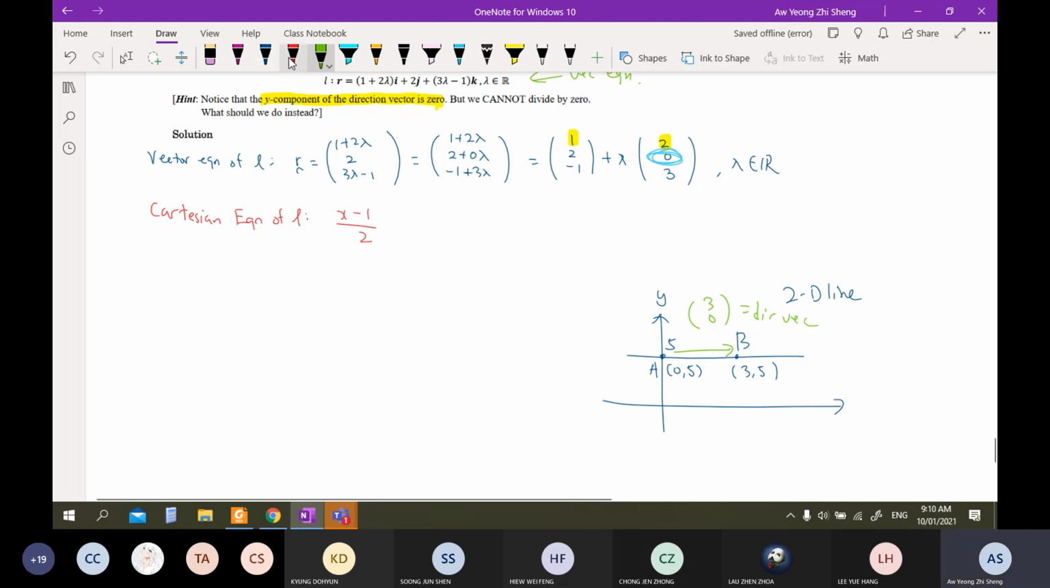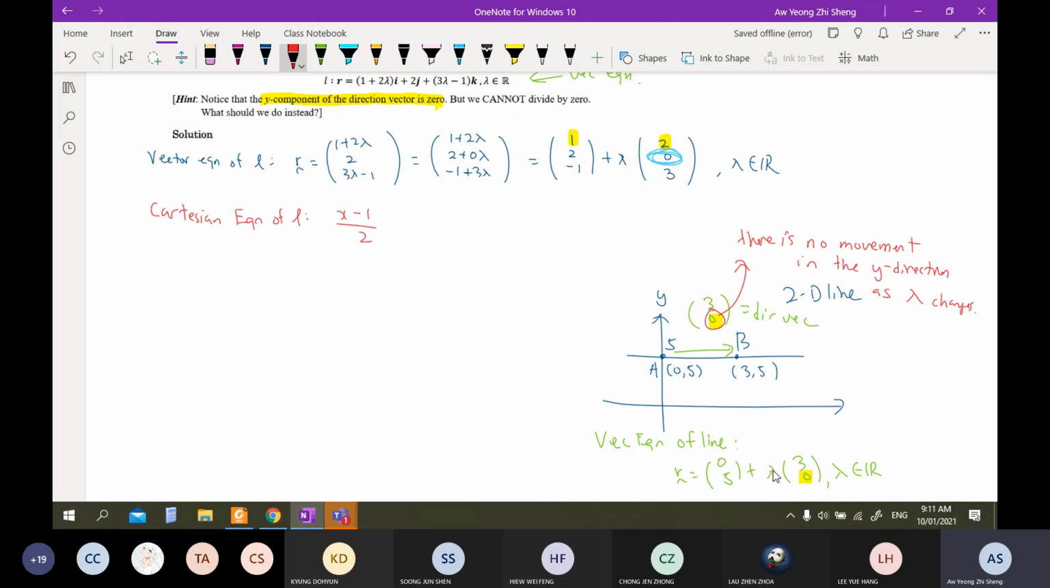Okay. Now, maybe I should write the vector equation first. The vector equation of this line will be r equals the fixed point, let's take point A, (0, 5), plus lambda (3, 0), lambda in R. Okay. Now what it means by having a 0 y component for the direction vector is that there is no movement in the y direction as lambda changes.